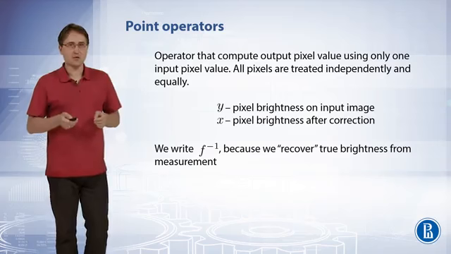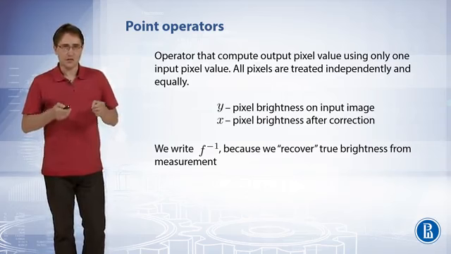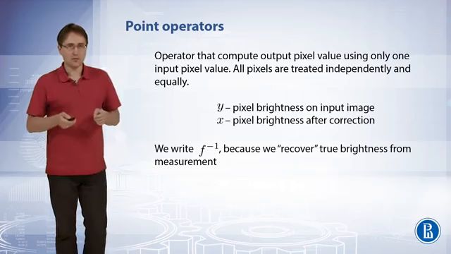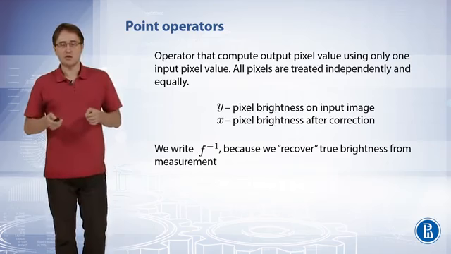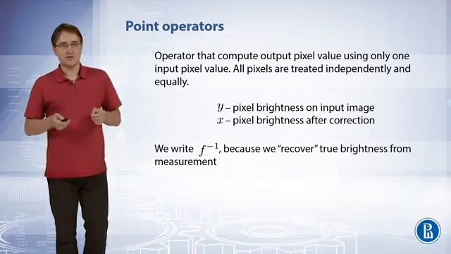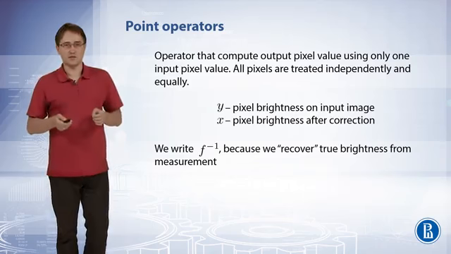The most basic image processing operator which can improve contrast in image is point operators. Point operators map input pixel value to output pixel value. All pixels are processed independently and equally. We write the point operator function as inverted f, because we recover true brightness from measurement of brightness.